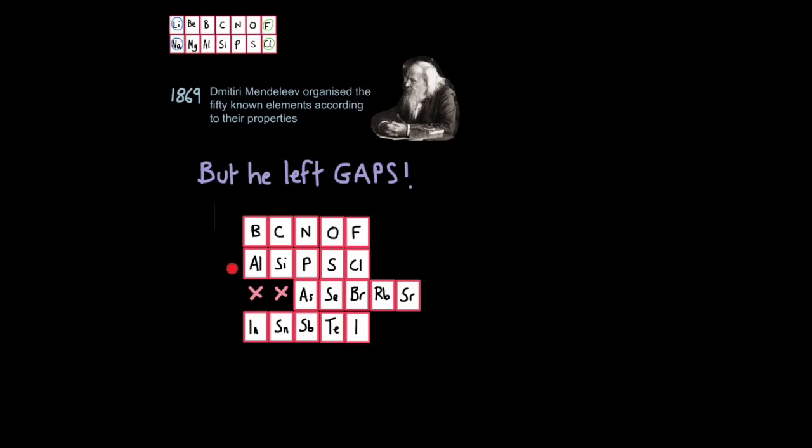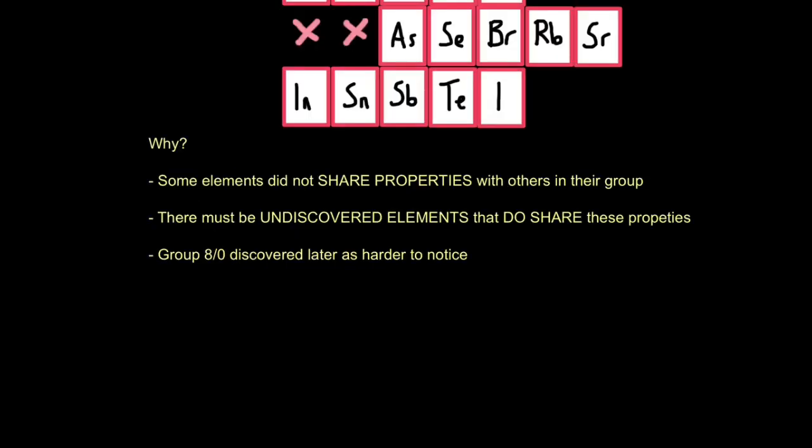We now know that gallium and germanium are found here, and they do share properties with other elements in their group. At the time, his idea was seen as very arrogant and upset a lot of other chemists, but he stuck to his guns, and with good reason. So it's a very common exam question: why did Mendeleev leave gaps in his periodic table? And here's what you would say: some elements did not share properties with others in their group. There must be undiscovered elements that do share these properties.